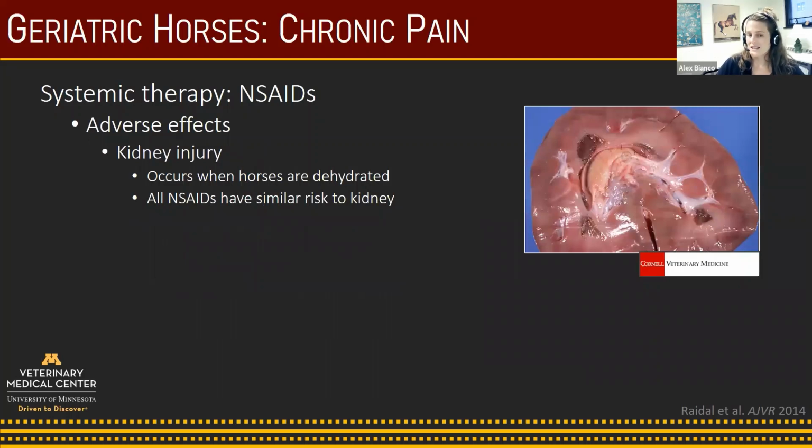NSAIDs can also affect the kidneys, and this is really when horses are dehydrated. This is why we need to be very careful with using NSAIDs in horses that are dehydrated in the summer, or if they've been colicky and really sweaty. We have to consider this before we give an NSAID. It doesn't matter which NSAID, they all have similar risk to the kidney.